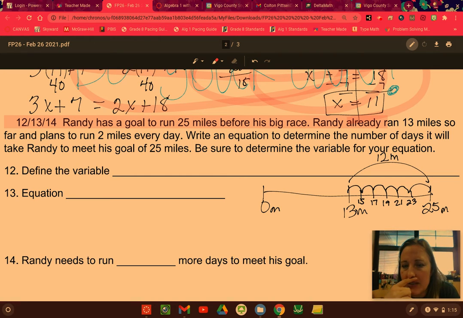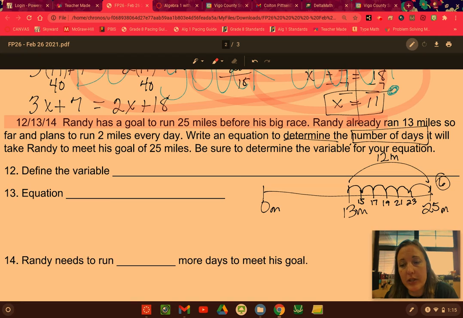Now, the question says, and I'm looking for a question mark. Write an equation to determine. There's really no question mark, but we see this word determine. So that's what we want to find out. The number of days it will take him to meet his goal. What did we just say? 6, right? Now, we just solved this problem, but we didn't do what the question was asking us to do yet. Remember, a solution is just part of what we're looking for. It's the process that's most important.